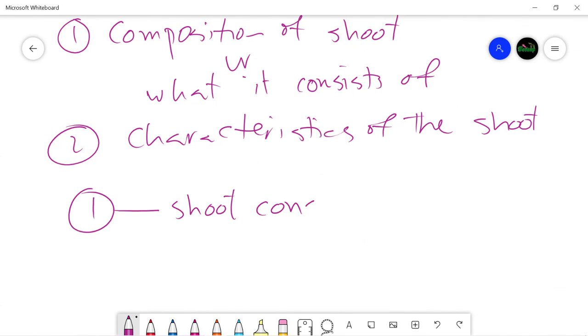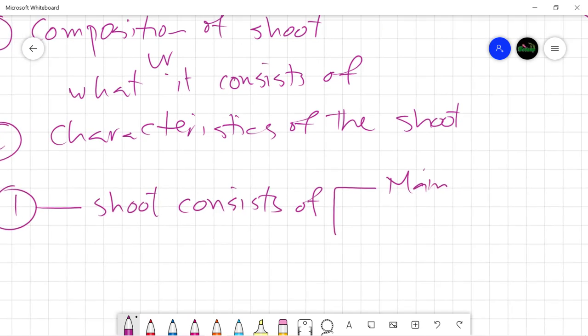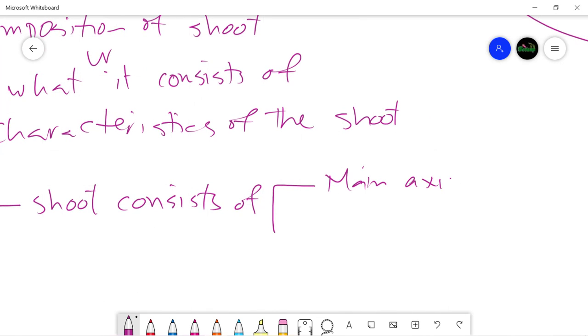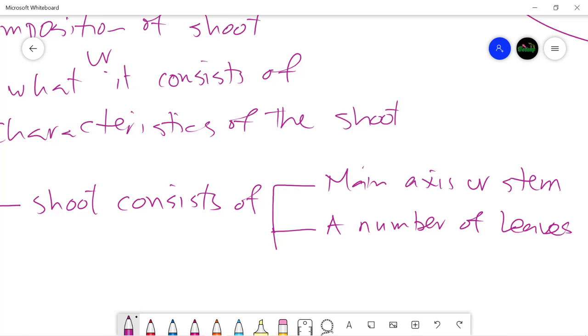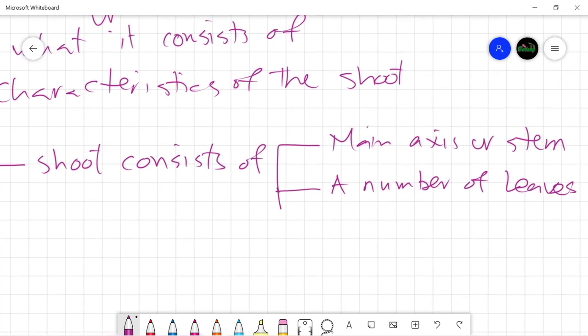Shoot consists of what? A main stem, main axis or stem. Secondly, a number of leaves, and obviously we do not know the number of leaves on a particular shoot. This can be any number, from very few to very large number of leaves on any particular shoot.